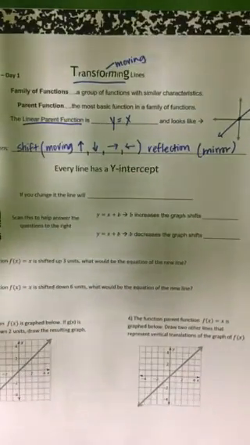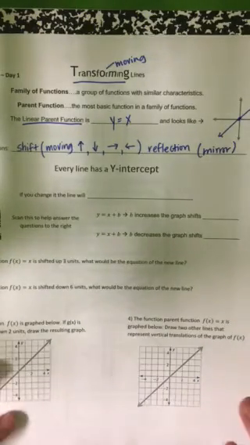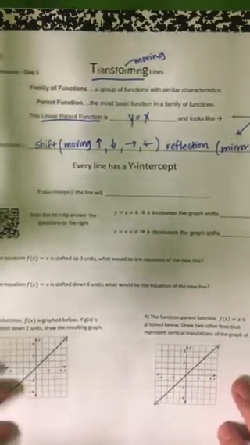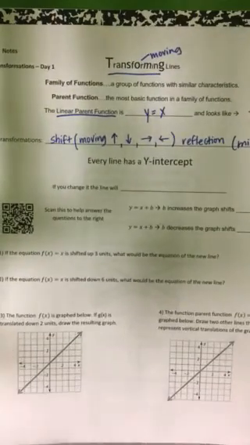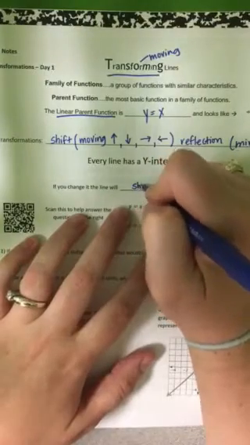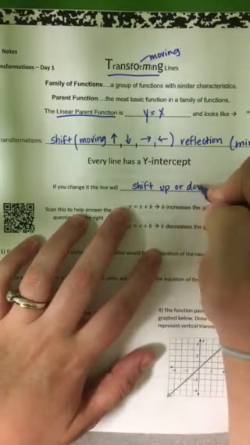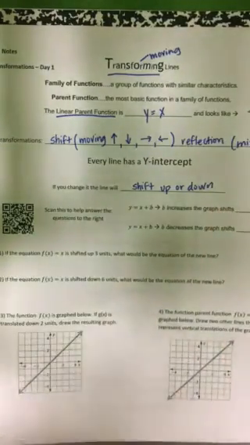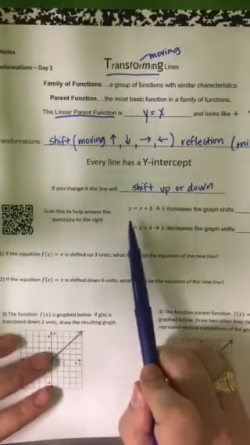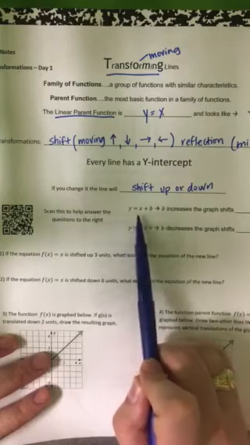Okay, so the first thing we're going to look at is that every line has a y-intercept, obviously except for x equals a number, some of those don't. But in this case, you're going to have all of your ones that have your y-intercepts on them. So if you change the line, okay, it will either shift up or down. So when you're looking at this graph right here, this equation, it says y equals x plus b.